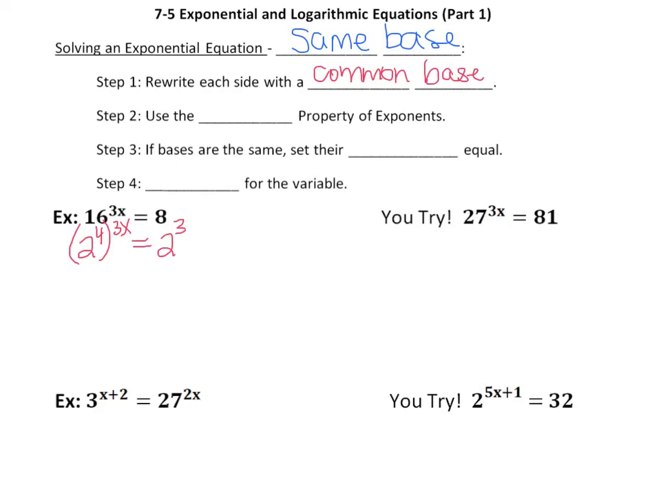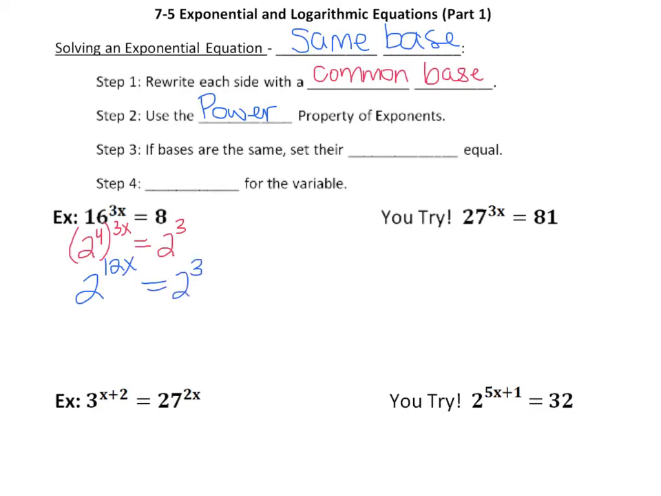My next step is to use the power property of exponents. The power property just says that if you have a power raised to a power, that you are going to multiply. So now I have 2 to the power of 12x is equal to 2 to the power of 3.